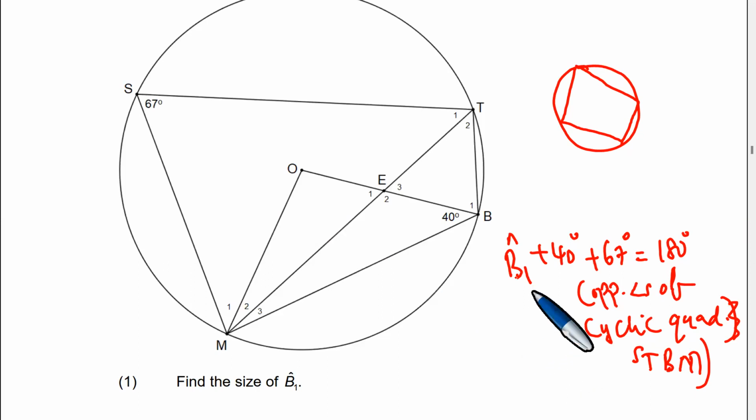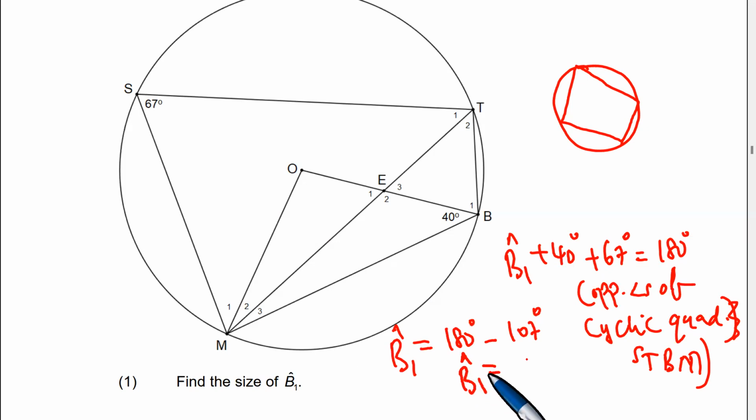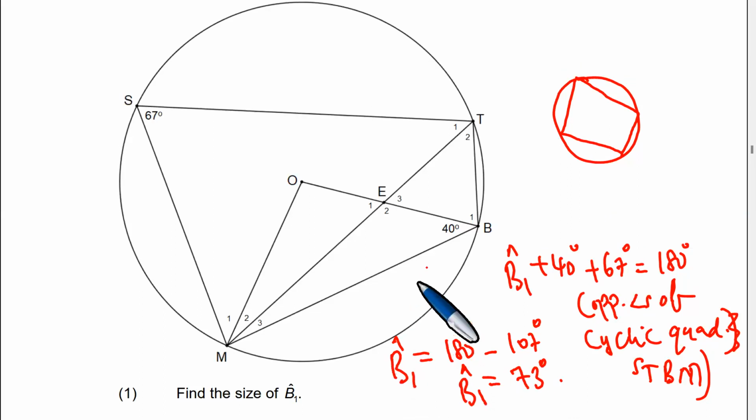But we have that angle B1 is equal to 180 degrees minus this one, 40 plus 67 is 107. So this is actually 107 degrees, and that means angle B1 is exactly 73 degrees. So we have found that angle B1 is exactly 73 degrees, and we have that there. Okay, next question.